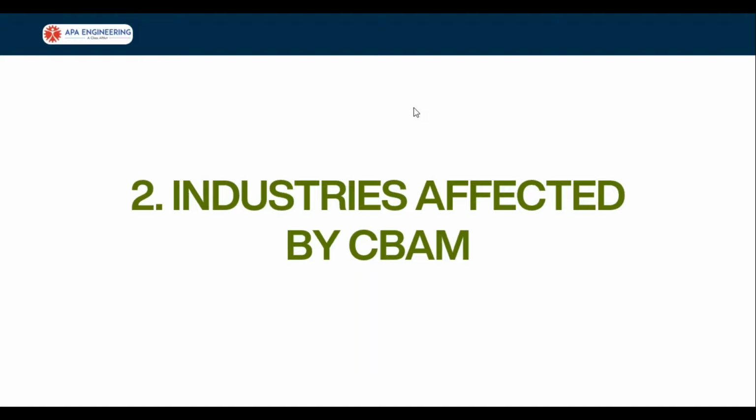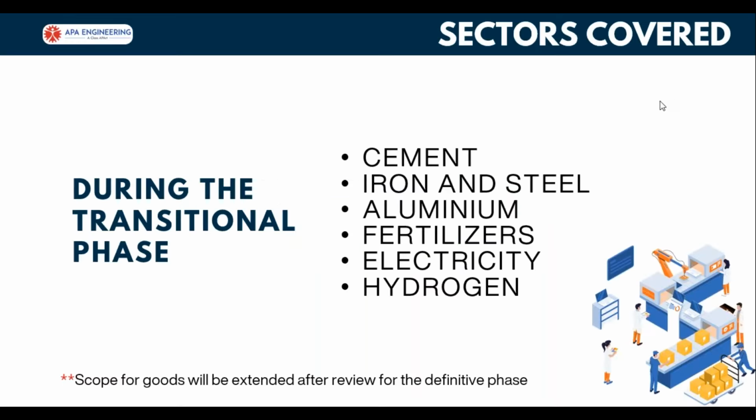So we are going to see what industries are going to be affected by CBAM. Here are the 6 sectors covered. Any goods that come under cement, iron and steel, aluminium, fertilizers, electricity and hydrogen will be covered under the scope of CBAM for now. This is just in the transition phase. During the review, which starts from January 2025, of course, there will be a scope extension.